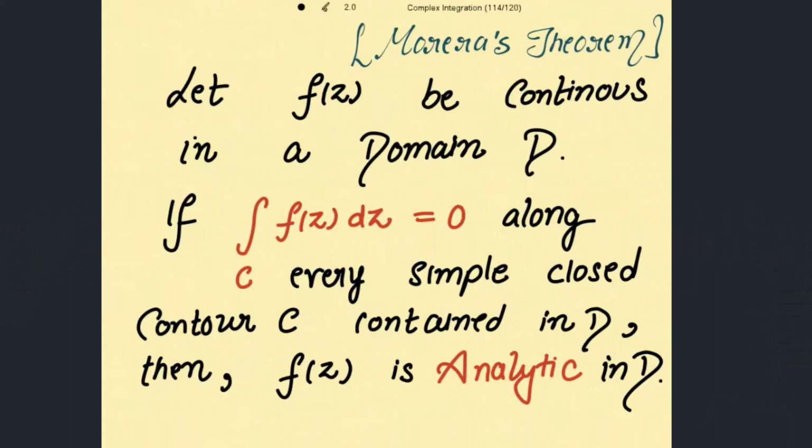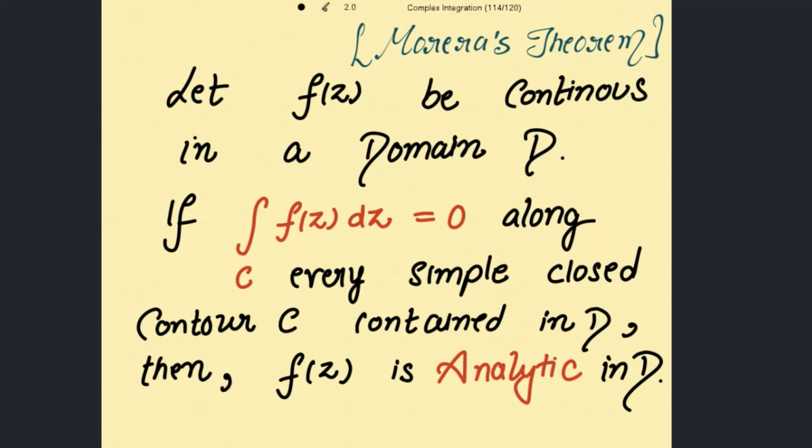Theorem. This is a very important one, and this theorem states: let f(z) be continuous in a domain D, and if the integral of f(z) dz over C is equal to 0 along every simple closed contour C contained in that domain, then f(z) is analytic in that domain. Analytic means the derivative of the function exists at all points of the domain D, right?